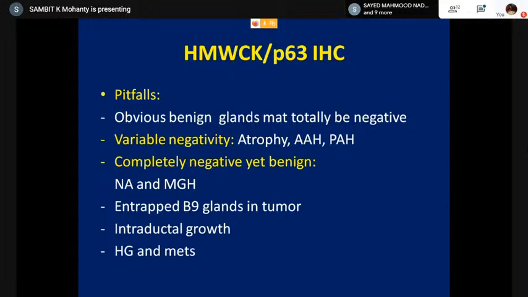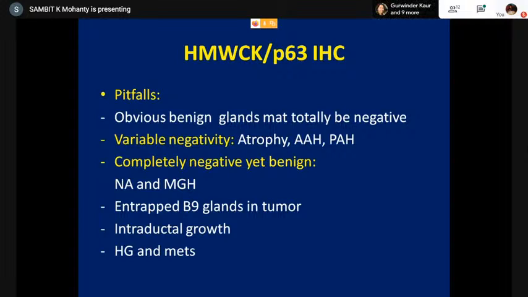Entrapped benign glands in tumor may give you a deceptive look. Intraductal tumor growth: the tumor is growing inside the duct. You do see a lining of basal cells. Do not consider it benign. You should not be using all these markers at a metastatic site. AMACR and basal cell markers are only done inside the prostate when you have a question of benign versus malignant.